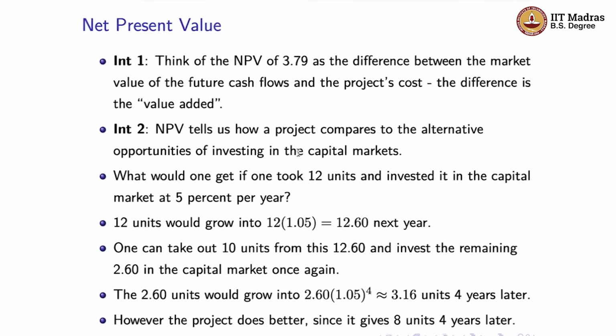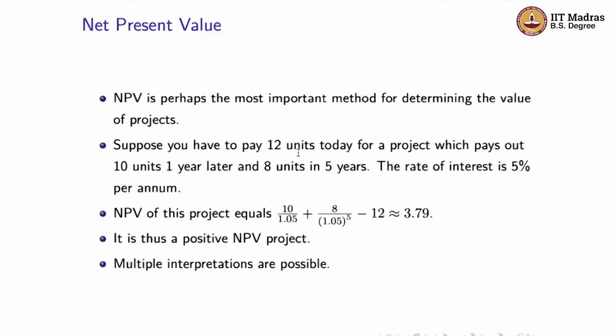There is a second way of thinking about NPV, which involves a few more calculations, but I think sheds a bit more light on what this concept tells us. The NPV actually tells us how a project that you have compares to the alternative opportunities of investing your money in the capital market. So one option is this 12 units of money that you had invested in this project, and as a result, you would have ended up getting 10 units 1 year later and 8 units of money in 5 years' time, right?